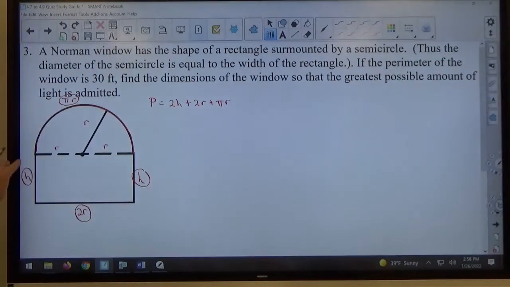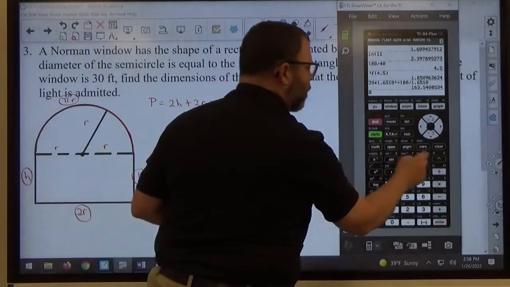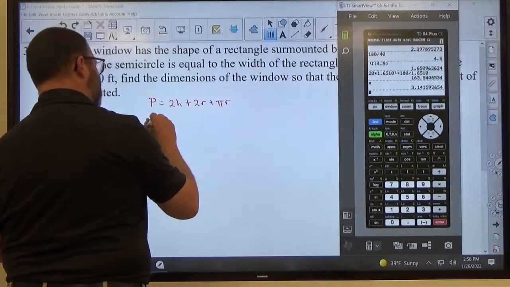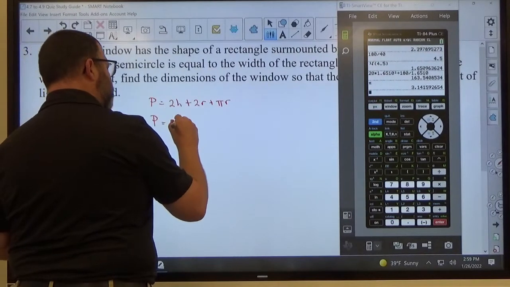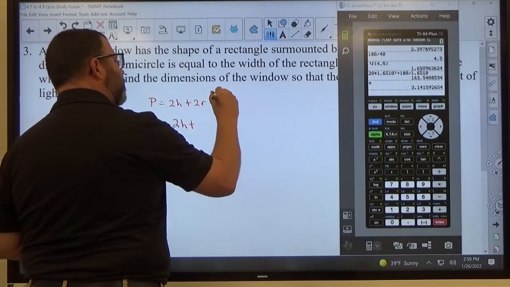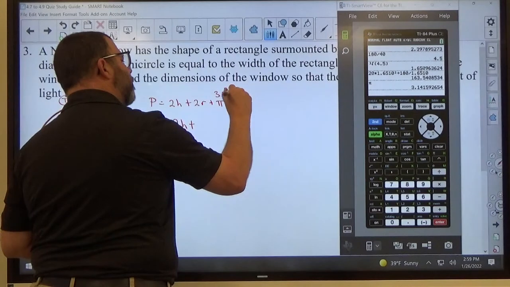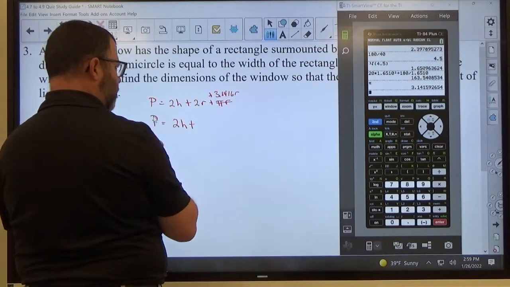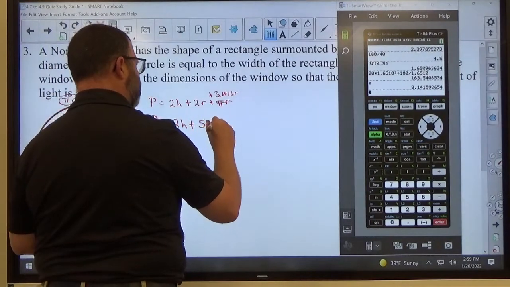For the sake of ease, I'm going to approximate pi. Let's go 4 decimal places. So if I hit the pi button, 3.1415, and I said 3.1416. So 2h plus, this is 3.1416r. If I add that to 2r, I'm going to get 5.1416.